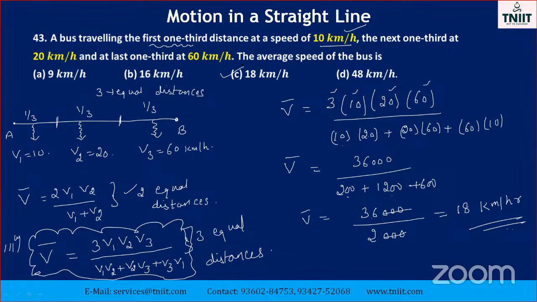Option C is the right answer, 18 kilometer per hour. Students, here you have to be very careful. The distance is not divided into equal parts; it is divided into 3 equal parts. For 3 equal parts, the average speed is given by the formula 3v1 v2 v3 divided by v1 v2 plus v2 v3 plus v3 v1. So that is 18 kilometer per hour.